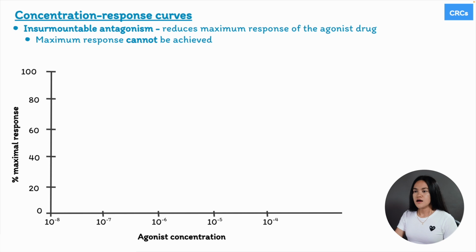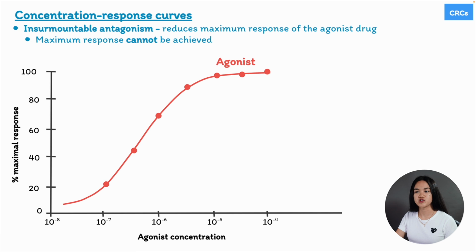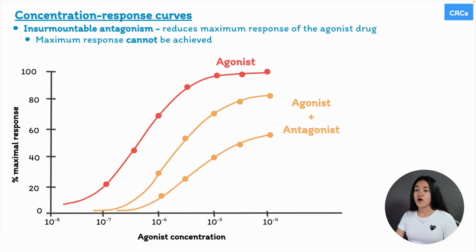So let's examine this. On the x-axis, we have the agonist concentration, and the red line here represents the response of the agonist drug alone. And then we have two orange lines. These lines depict the effects of the agonist drug in the presence of an insurmountable antagonist. So here we can see that the presence of the insurmountable antagonist causes, as well, a rightward shift, similar to what we observed with competitive antagonism. However, more importantly, we can observe a decrease in the maximum response.